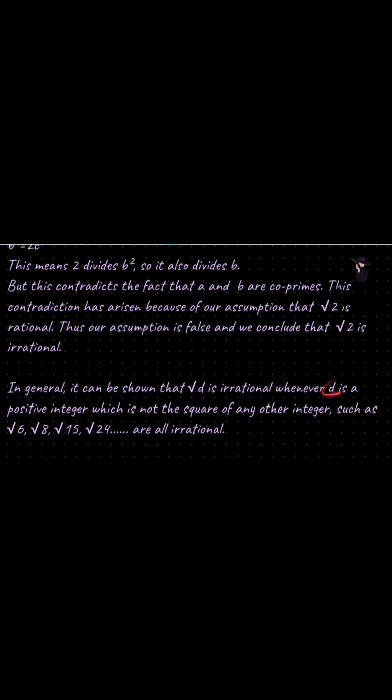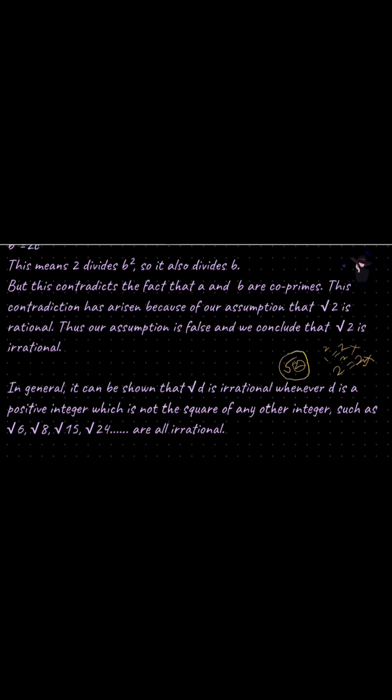that root d is irrational, where d is any positive integer that is not the square of any other integer. So what does this mean? Let us suppose root d is root 2. Is it a positive integer? Yes. Is root 2 the square of any other integer? No. Can 1 square make 2? No. Can 2 square make 2? No. So it is always irrational.